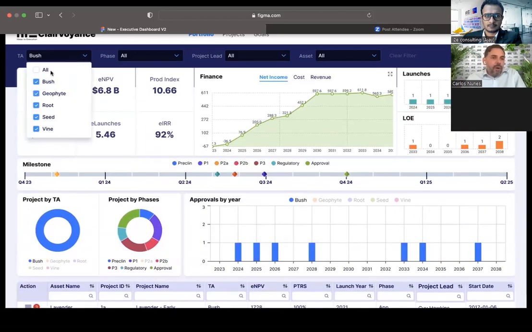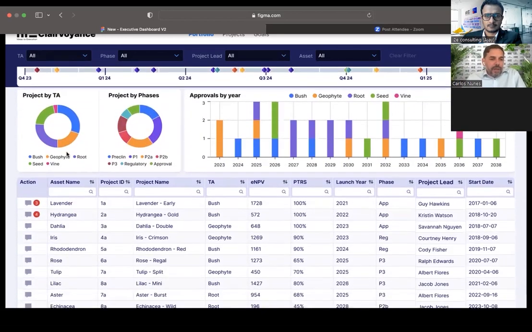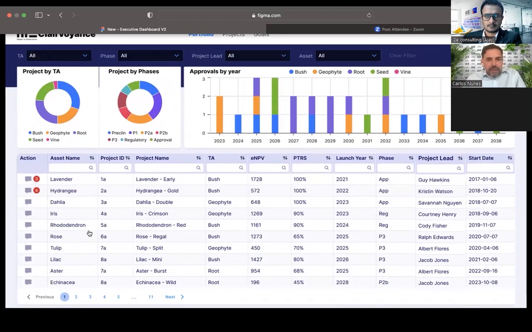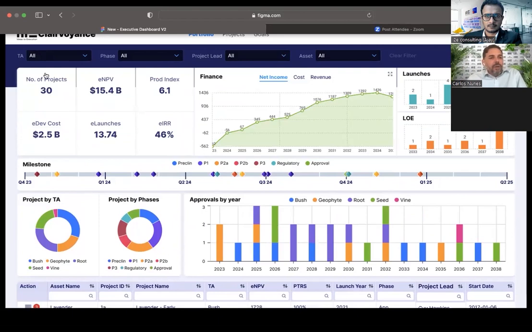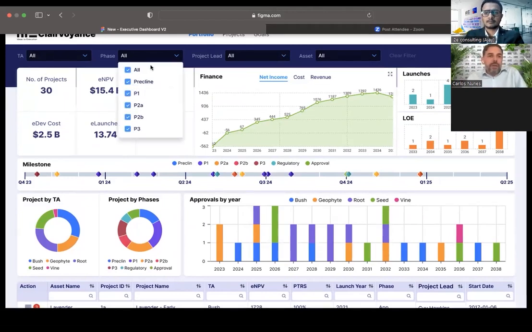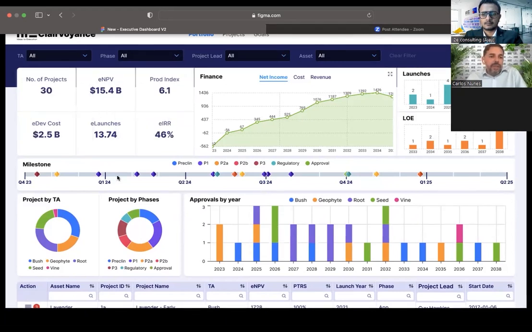And if I went to all of them, then you would see that I have more projects in the list than different TAs also reflected. So if I stay in this view with all of the therapeutic areas, I see the whole composition of the portfolio that I have listed here with all of the different phases of development represented, which you can see in multiple components of the visualization.